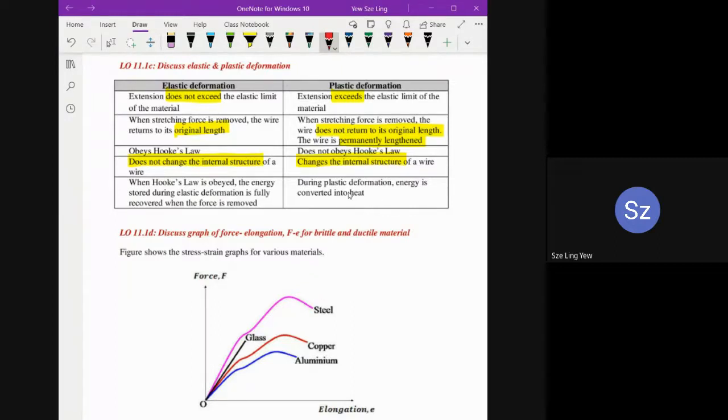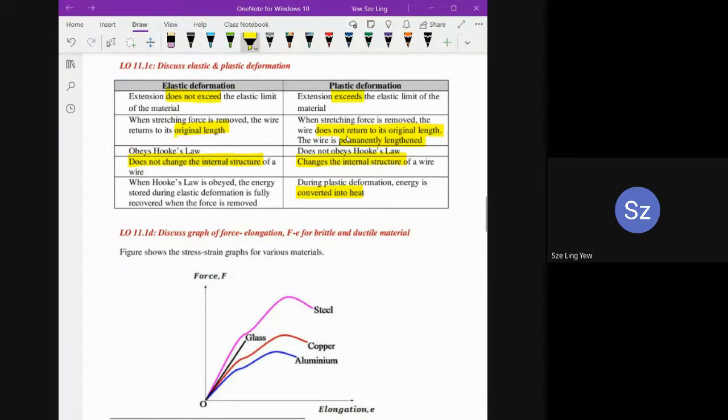So if you feel heat, then the object has actually undergone plastic deformation already, because now the internal structure has changed, and not all of the energy can be used to return the object to its original shape. In elastic deformation, the energy will be used to recover the shape of the object, to make the object go back to its original shape. But when it comes to plastic deformation, because the object will never return to its original shape, that means there must be some loss of energy. So what happens to the loss of energy? It is being converted into heat. So that is what happens in plastic and elastic deformation.